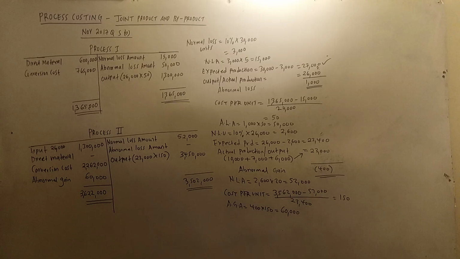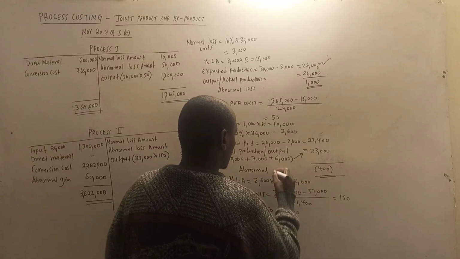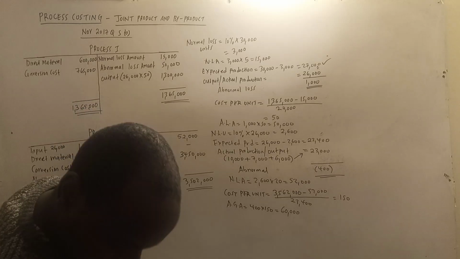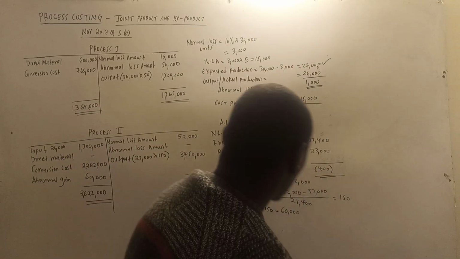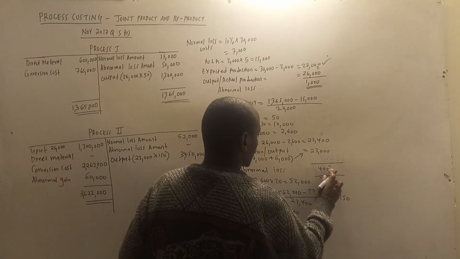Let me see. Oh, I have seen where we have made a mistake. No, it is a loss also. This one is not a gain. This one is also a loss. It's not a negative figure. Why did I put a negative figure? It's a loss of 400.